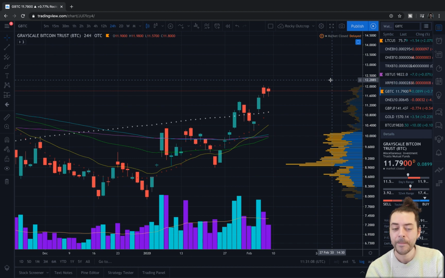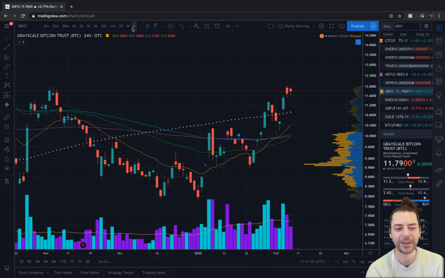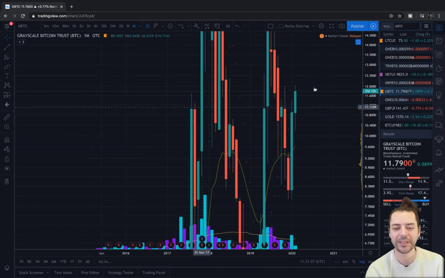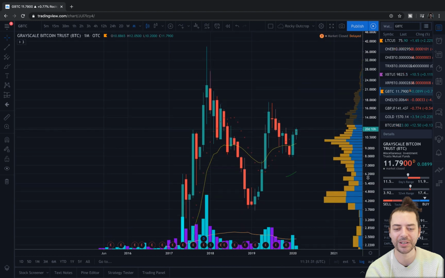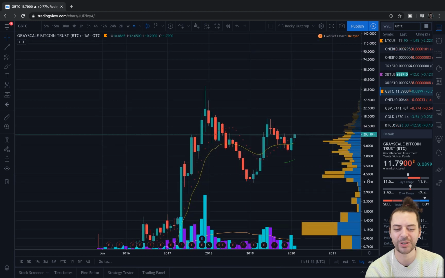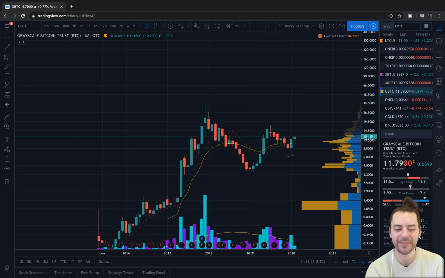Now, okay, so here we are, and what is the Greyscale Bitcoin Trust? Well, the Greyscale Bitcoin Trust is essentially a fund that you can trust. Why call it trust? Well, you can see actually, they started in 2015, and this is one of the first products that was launched as a vehicle for institutional money, you could say, to get involved in Bitcoin.